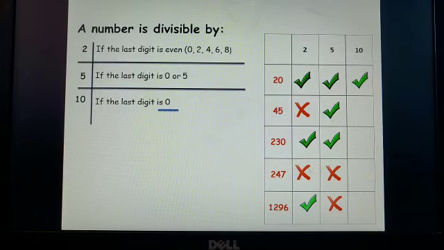45. Does it end in a 0? No, it doesn't. It's not a multiple of 10. 230. The last digit is a 0, so yes, it's a multiple of 10. 247. The last digit is a 7, so no, it's not a multiple of 10. 1296. The last digit is a 6. It's not a 0, so no, it's not a multiple of 10.